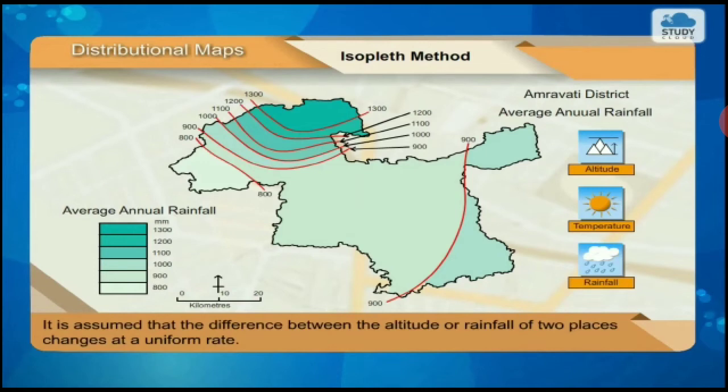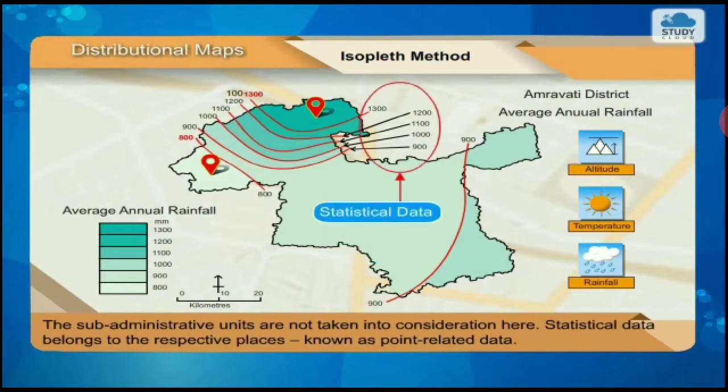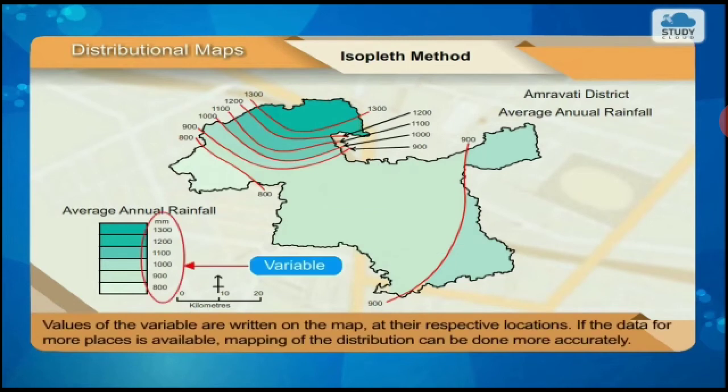It is assumed that the difference between the altitude or rainfall of two places changes at a uniform rate. The sub-administrative units are not taken into consideration here. Statistical data belonging to the respective places is known as point-related data. Values of the variables are written on the map at the respective locations. If the data for more places were available, mapping of the distribution can be done more accurately.